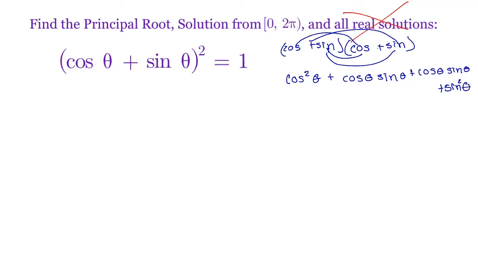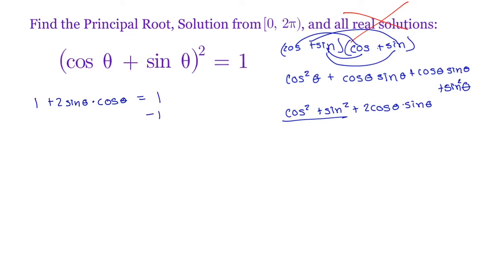Okay, so then we know this simplifies to cosine squared plus sine squared plus 2 cosine of theta times sine of theta. So then we know that this equals 1. So we can write this as 1 plus 2 sine of theta times cosine of theta. Sorry, I'm in the habit of writing sine first, so that's what happened there. And then we can subtract 1 from both sides, so we get 2 sine of theta times cosine of theta is equal to 0. Divide by 2, so we get sine of theta times cosine of theta is equal to 0.